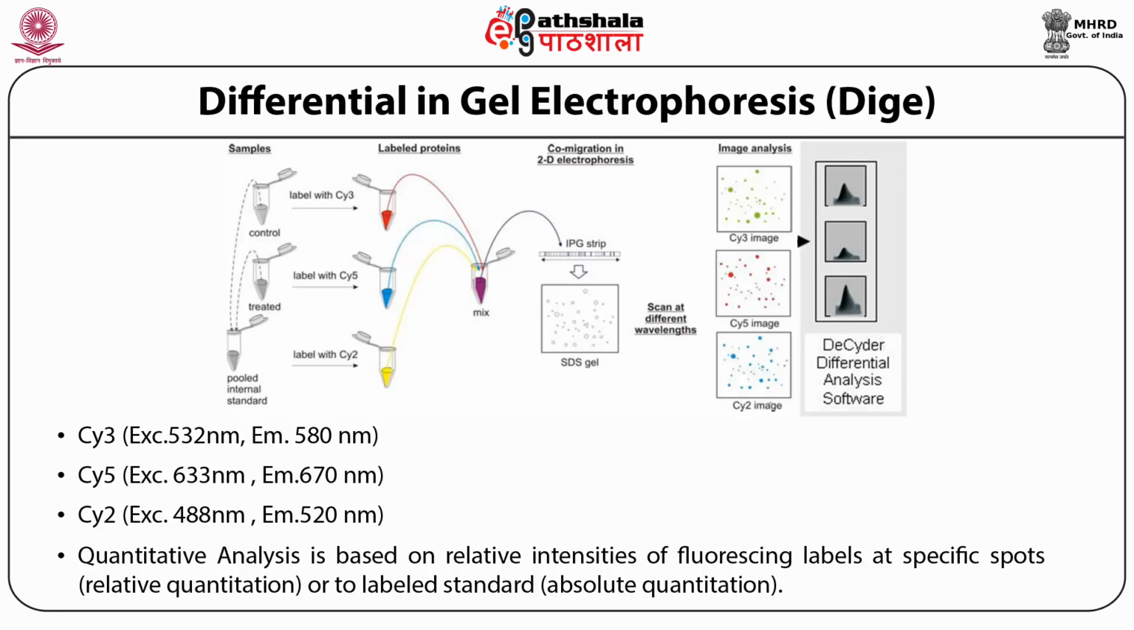You can compare the three images independently, as well as overlap all the three images with the help of the Typhoon imager. And lastly, there is a quantitative analysis which is based on the relative intensity of fluorescing labels at specific spots, relative quantification against the internal standard. This can be done with the help of DeCyder software, which is coupled with this Typhoon imager.